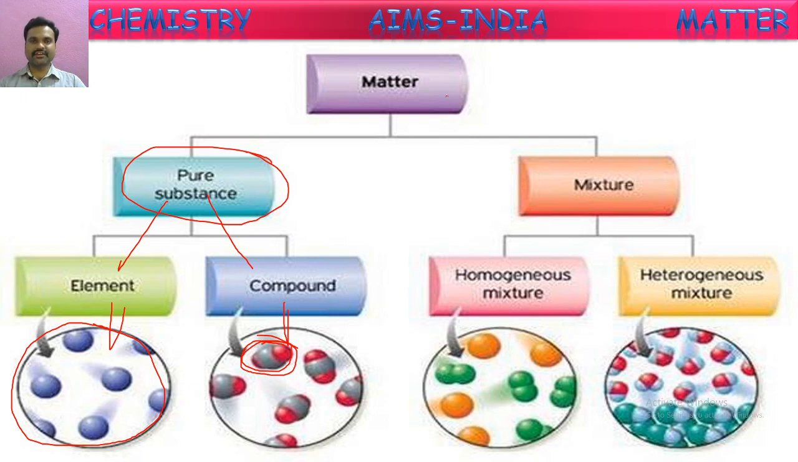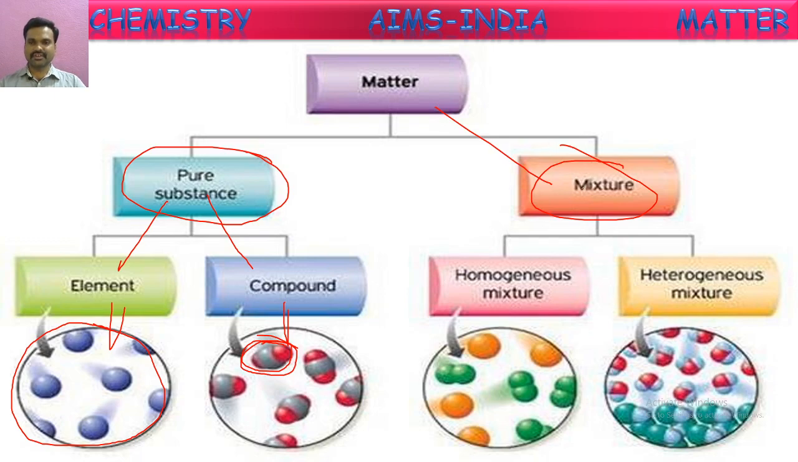So we come to the second category of matter, that is mixtures. Mixtures or impure substances are made up of more than one kind of particles in them. They might be made up of one or more elements, or one or more compounds, or elements and compounds. By mixing, these impure substances might be formed.